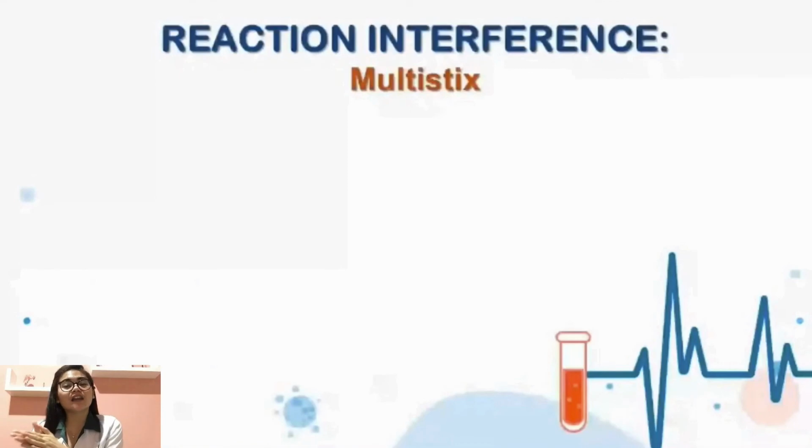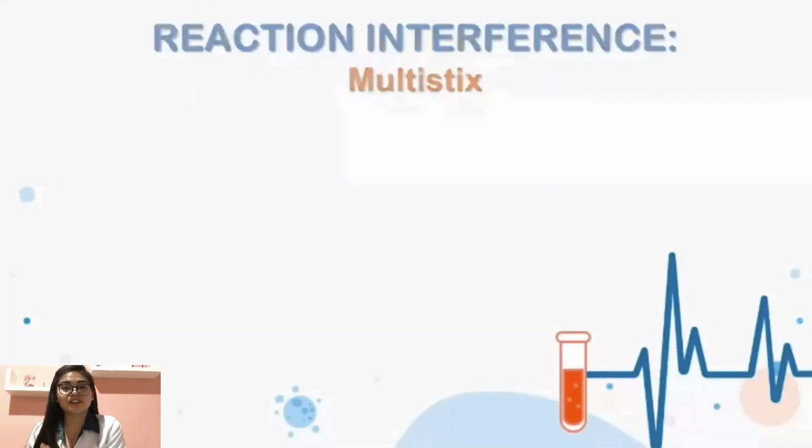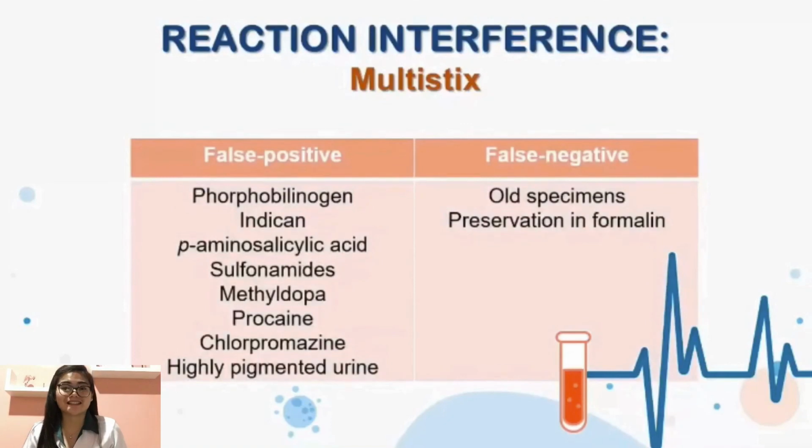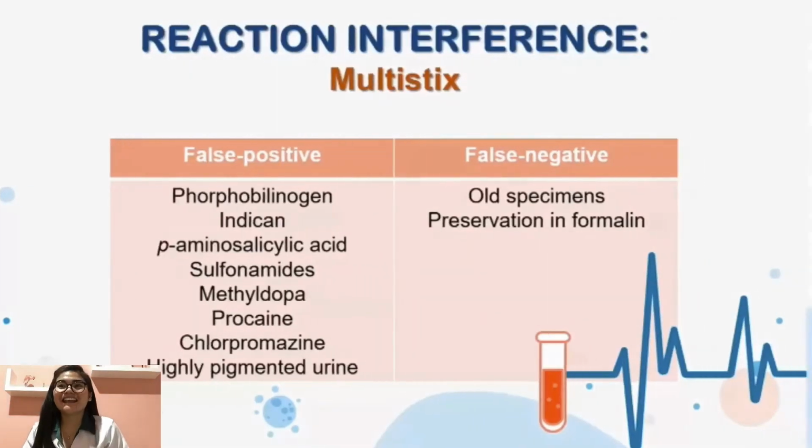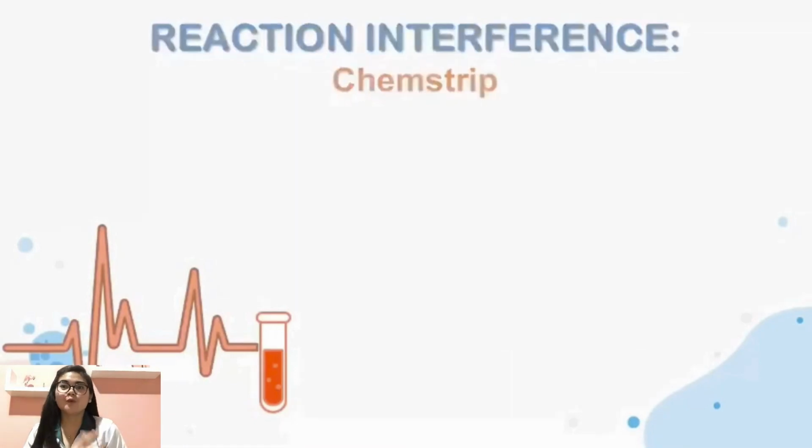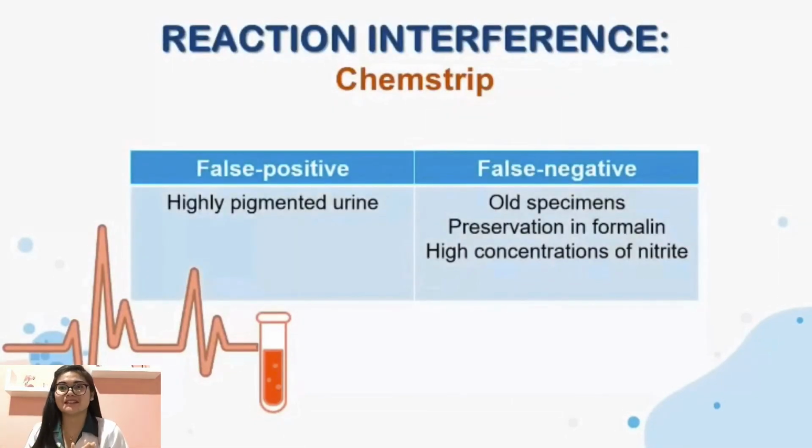And now let's talk about the Multistix reaction interference. First, false positives are caused by porphobilinogen, indican, p-aminosalicylic acid, sulfonamides, methyldopa, procaine, chlorpromazine, and highly pigmented urine. False negatives are caused by old specimens and preservation in formalin. And lastly, the reaction interference for Chemstrip has a false positive in highly pigmented urine and a false negative in old specimens, preservation in formalin, and high concentration of nitrate.